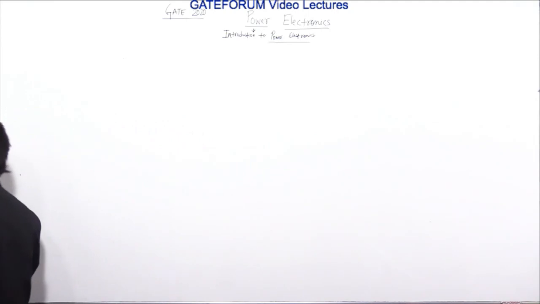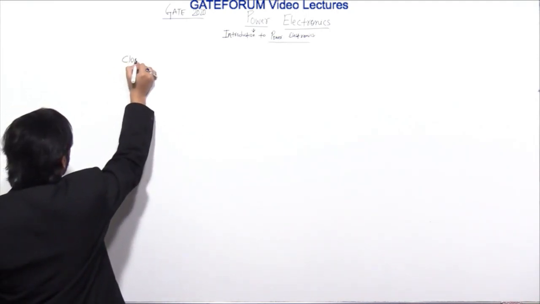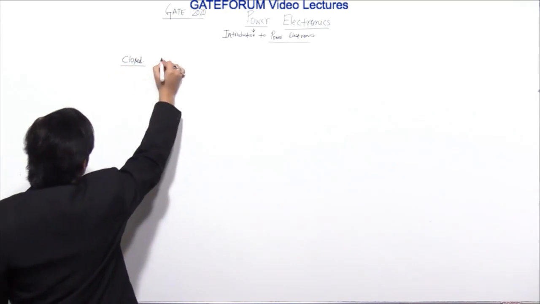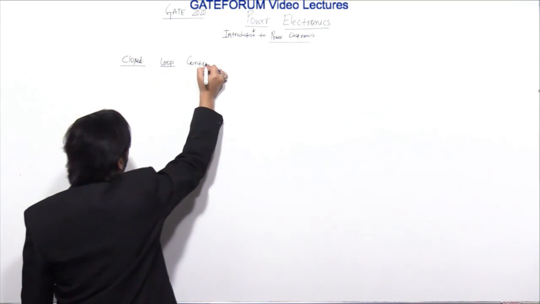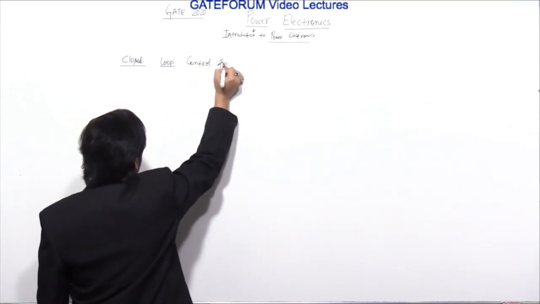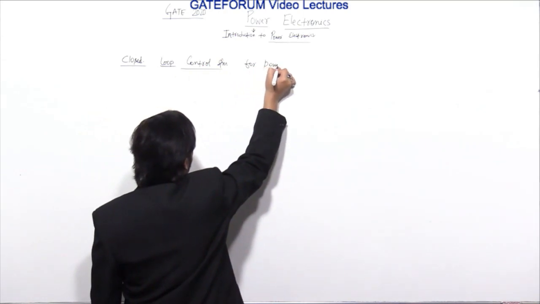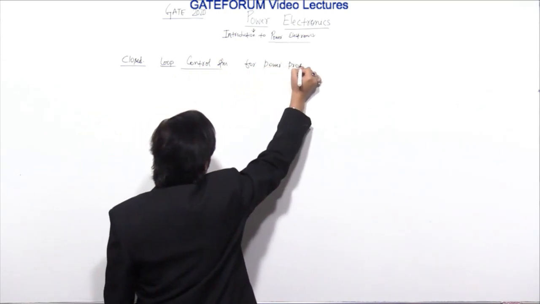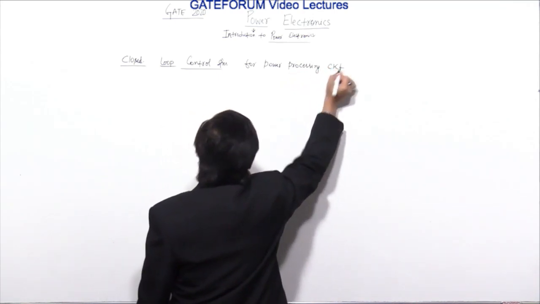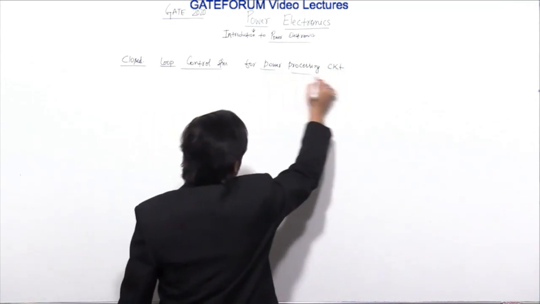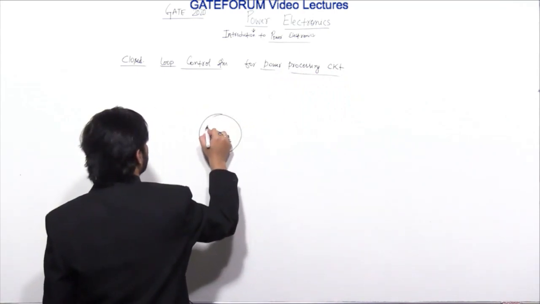Now we can also implement a closed loop control system having a feedback for a power processing circuit. Say we have a power processing circuit.